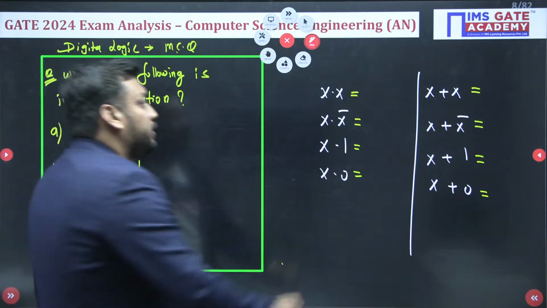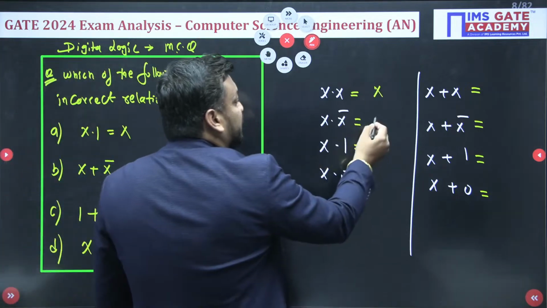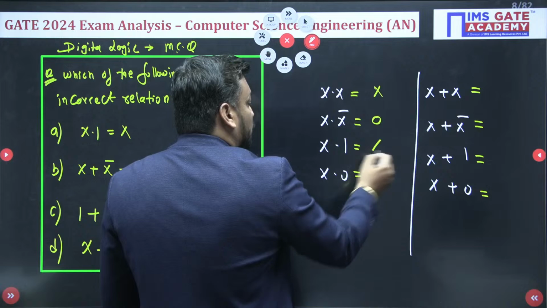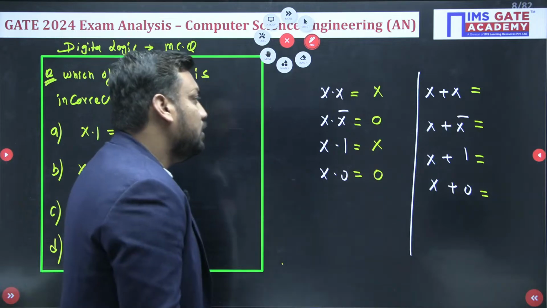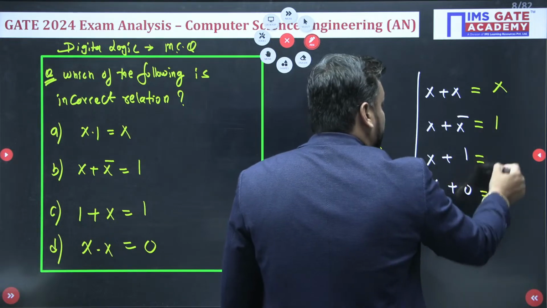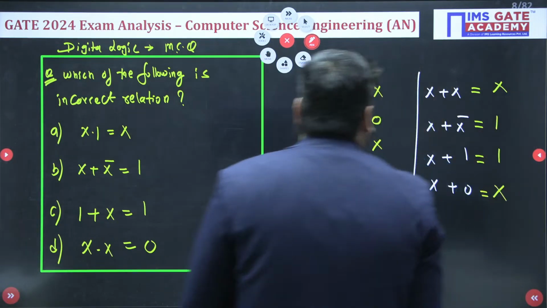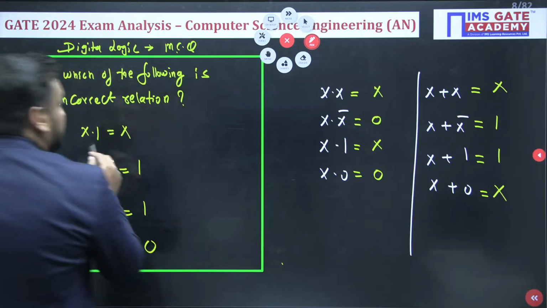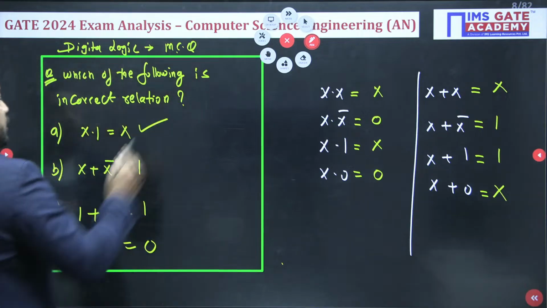Yes or no? So x dot x is x only, x dot x bar is 0, x dot 1 is x only, x dot 0 is 0 only. Similarly guys, x plus x is x only, x plus x bar is 1 only, x plus 1 is 1 only, and x plus 0 of course is x only. So here which is correct? x dot 1 is x, correct. A is correct.